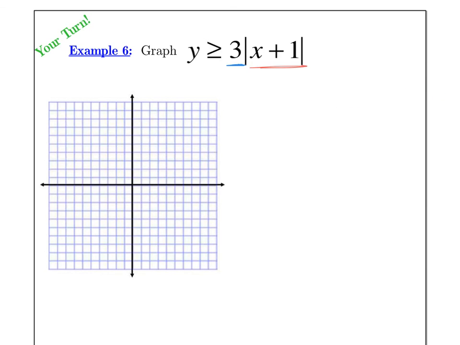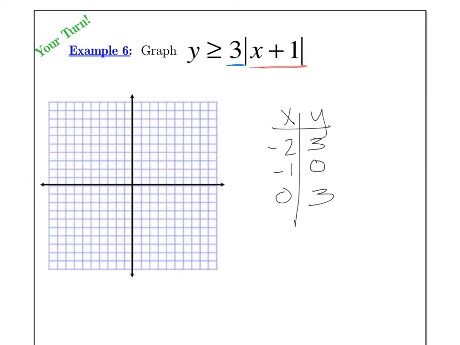So I am going to make one more table. Now since I have a shift left or right, again I'm going to shift my ordered pairs, so I'm not just going to start at -1, 0, and 1. I'm going to shift them all to the left, so I'm going to choose -2, -1, and 0. So if I plug in -2, -2 plus 1 is -1. Absolute value of -1 is 1 times 3 is 3. If I plug in -1, -1 plus 1 is 0. 3 times 0 is 0. And then if I plug in 0, 0 plus 1 is 1. Absolute value of 1 is 1. 1 times 3 is 3.